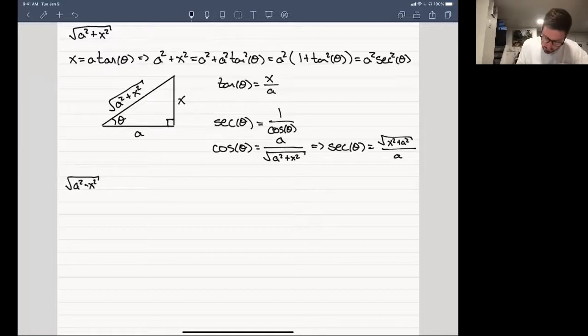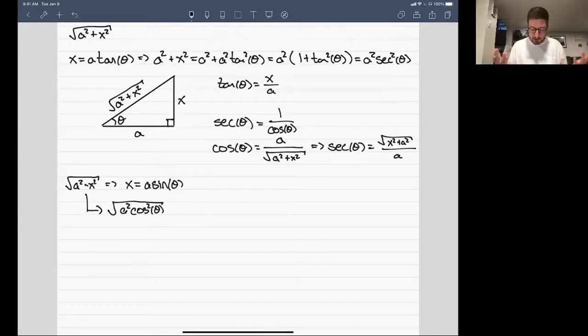And in this case, you would substitute x is equal to, say, a sine of theta. And the reason for that is because you will get a squared minus a squared sine squared theta, which means that this becomes the square root of a squared cos squared of theta, right? So this is just the Pythagorean identity again. And you can do the same thing if you reverse those negative components.